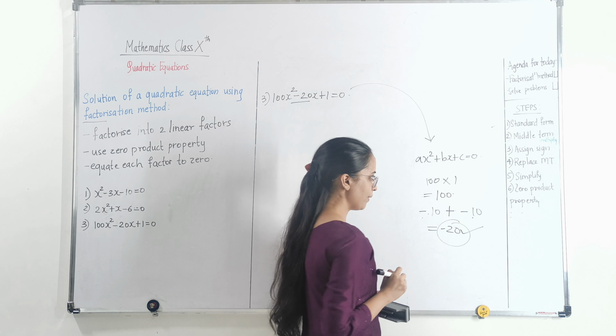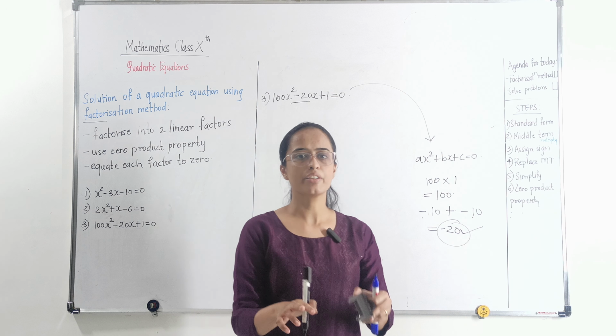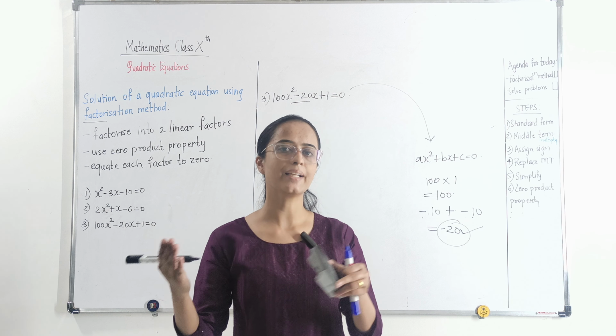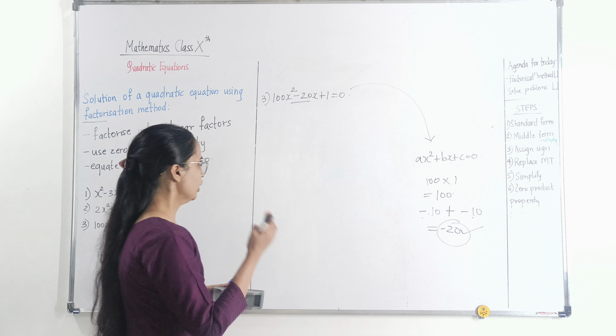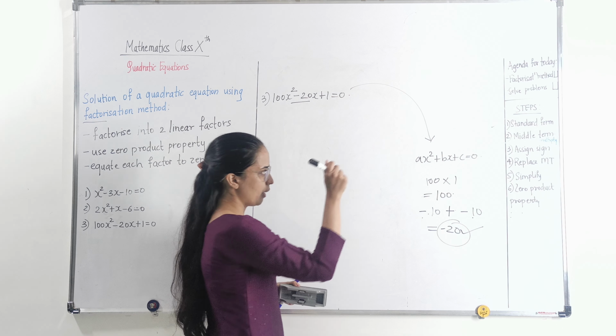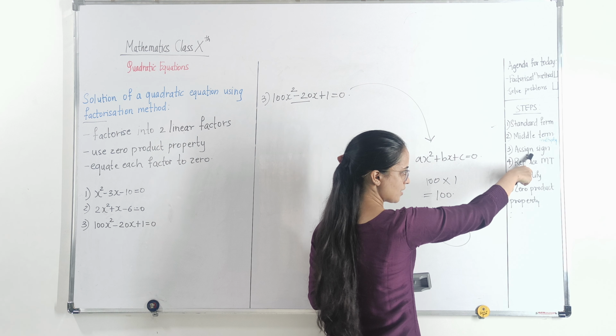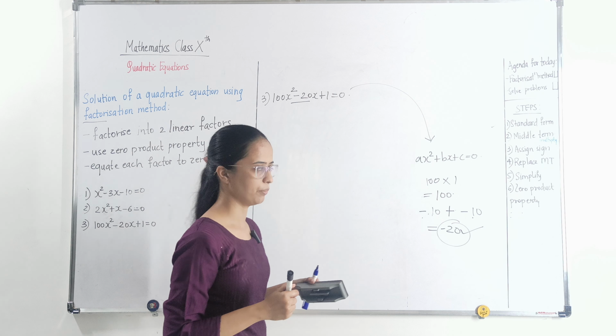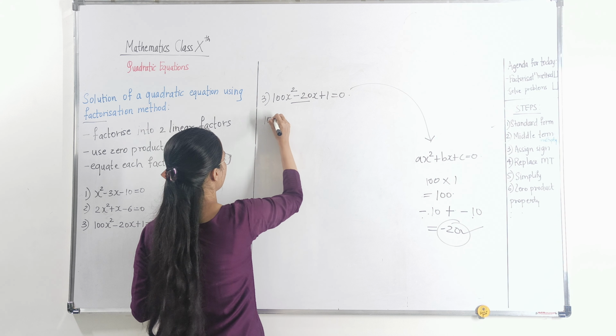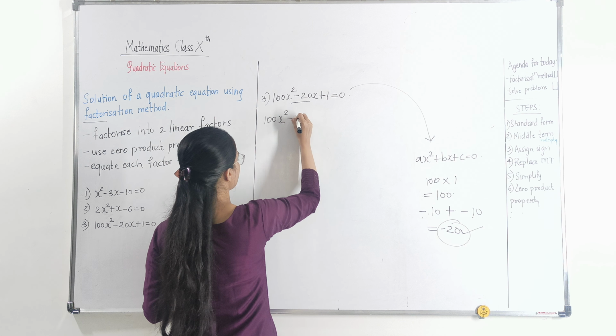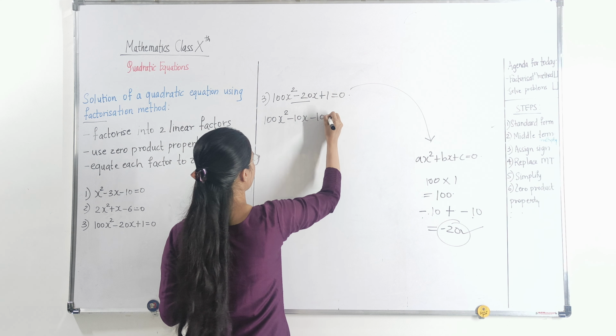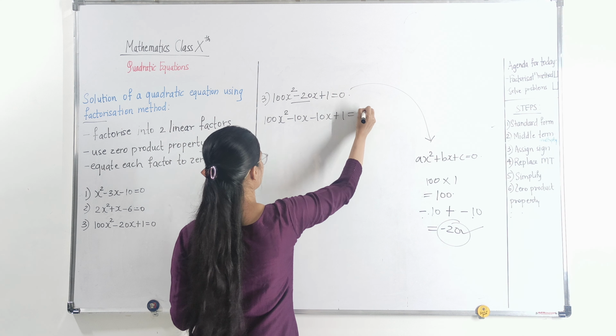And when you try to multiply these two numbers, two negatives will give you a positive product. So minus 10 into minus 10 is of course 100. So that is how we have got apna middle term. We have assigned the sign and now we are supposed to replace the middle term. So we are going to write the middle term as minus 10x minus 10x plus 1 equals to 0.